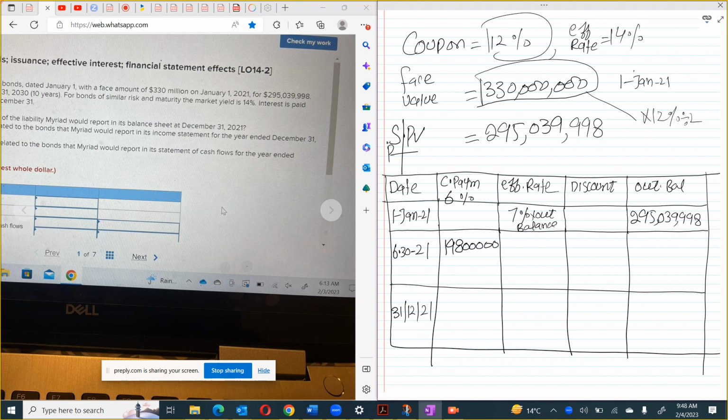716,514 multiplied by 2.5%. So this will be equal to 17913. This is the interest, and this will be the amortized difference: 17913 minus 14,800. So this is equal to 2393.